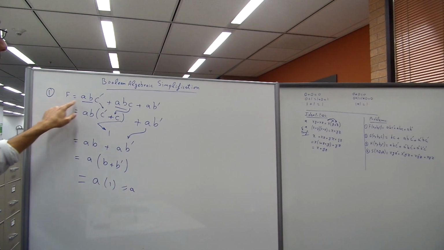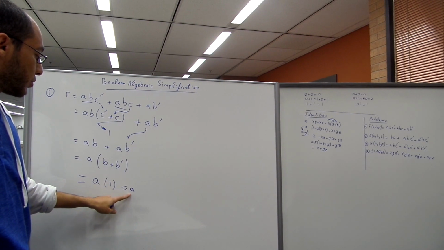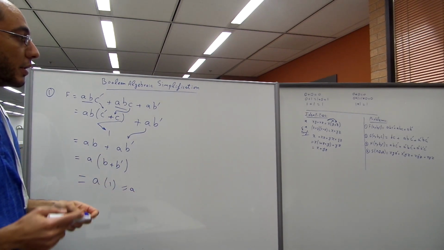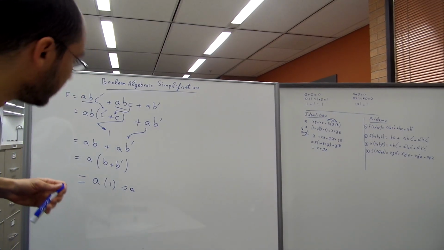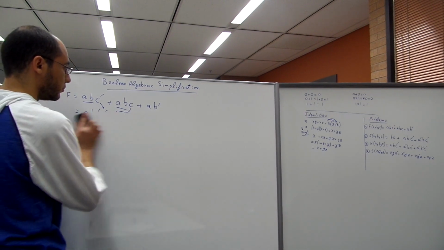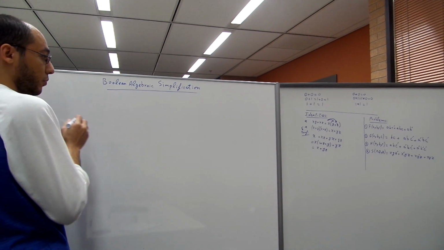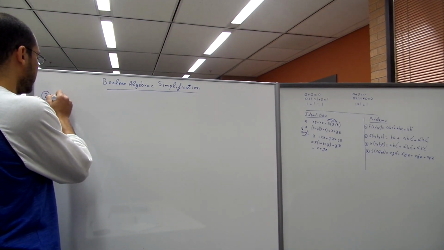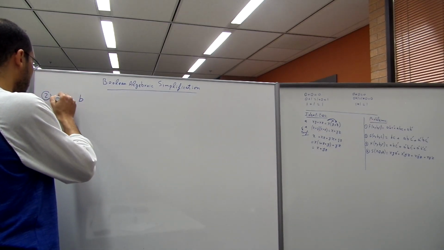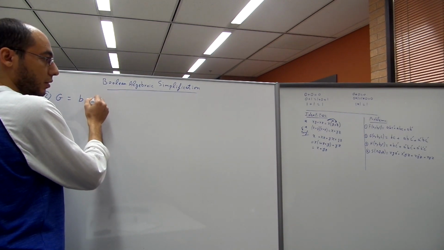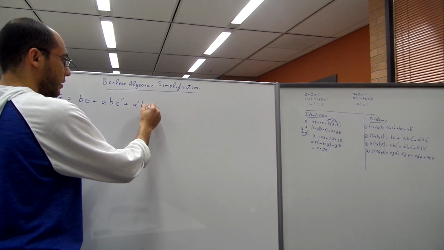Right now this function contained three terms. I was able to reduce it to one term using the simplification. Let's move on to the second problem. The second problem is a little bit more difficult. It is something plus A B C plus A B C bar plus A B C bar.